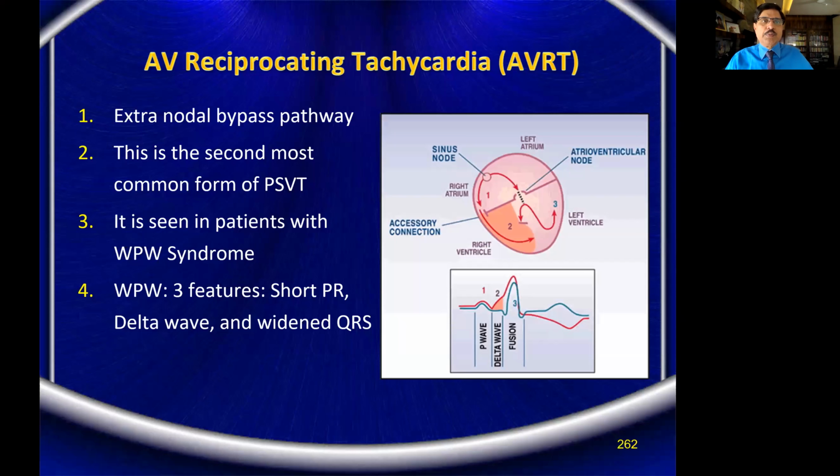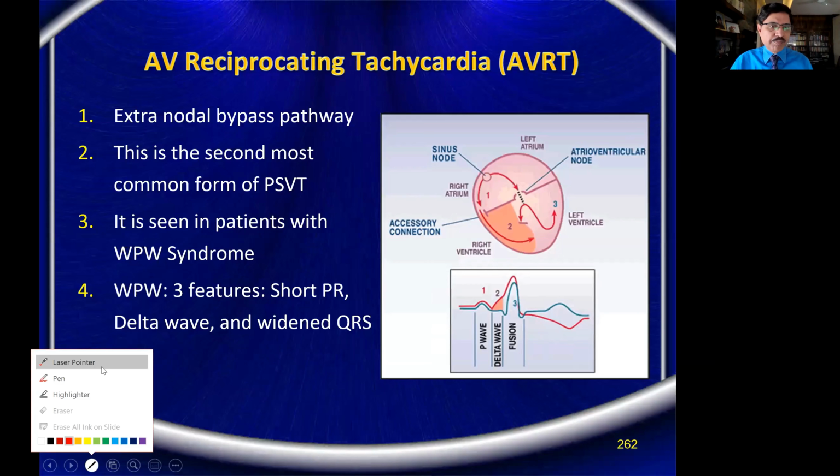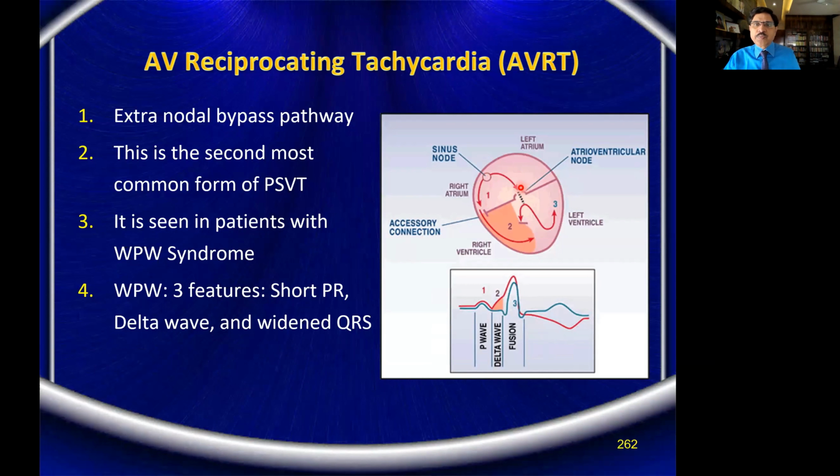Now we come to the AV reciprocating tachycardia, which is called AVRT. This is what is called your WPW syndrome. Okay, so look here, this is the sinus node. Normally it comes to the AV node and it should go like that, and through the bundles it activates.